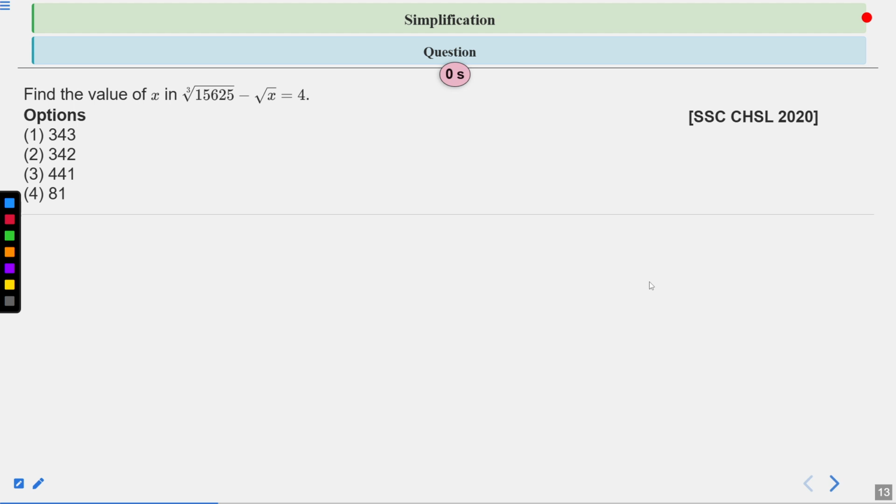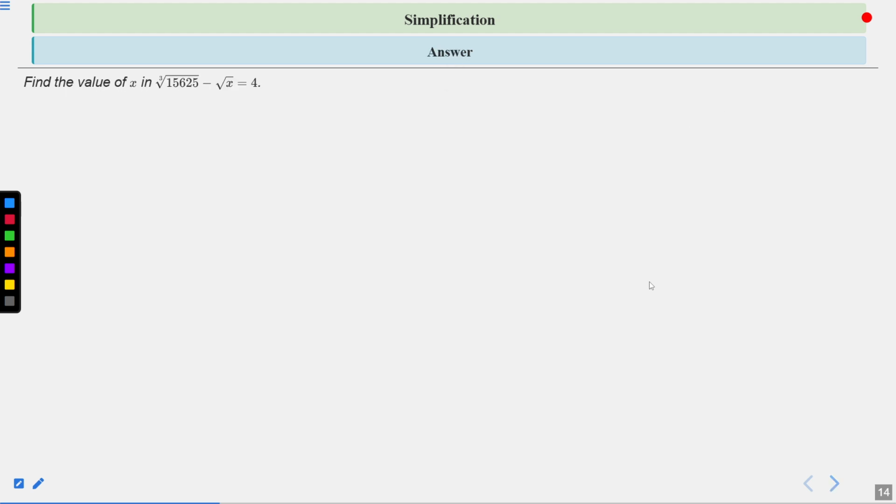Now time's up. Let's see the solution of this question. So the question says cube root of 15,625 minus square root of x equals 4. So we just simplify it. We get our answer. So the correct answer of this question is the third one, which is 441. Now see the detailed solution using concept 2.7.1 in this question.